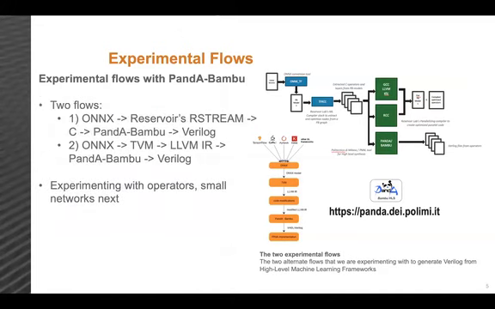The two flows that we are currently using as a reference start from ONNX, and then input to the Reservoir's stream compiler that then generates, for example, C. Then we can input it in Panda and Bambu, and then get the accelerators synthesized through Bambu. The other one is, again, starting from ONNX, we will use TVM, and from TVM we will obtain LLVM IR, and then again Bambu, and from Bambu we'll obtain again a Verilog description of the accelerator.